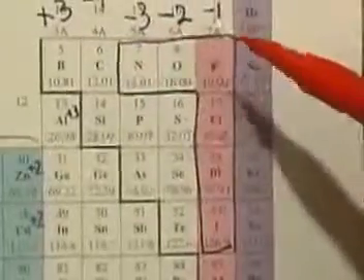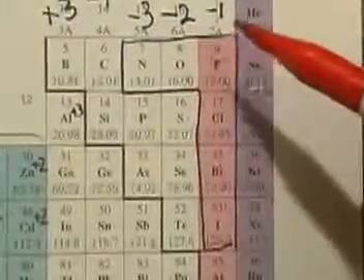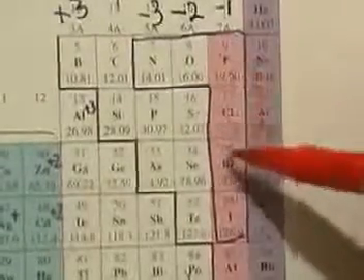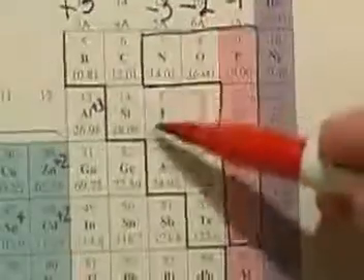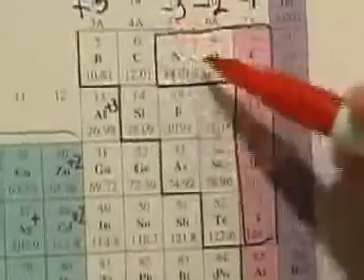We'll find out that in ionic compounds, this holds true 99% of the time. So if you don't have -1 written, -2 written, and -3 written on your periodic table, do that right now, because this is where you're going to look to find these minus charges for these anions.